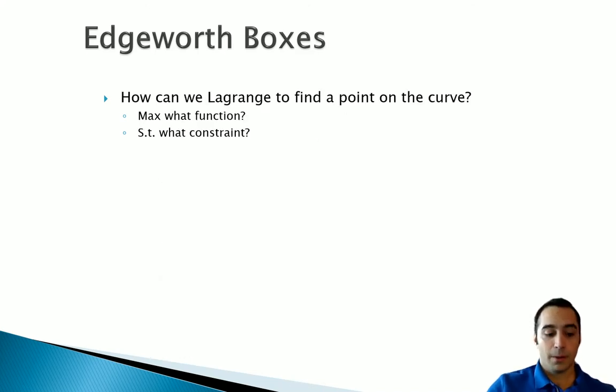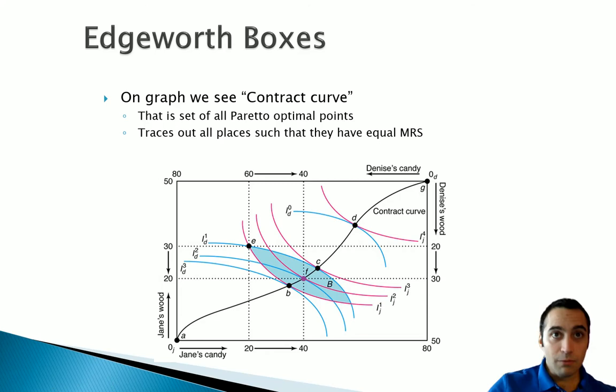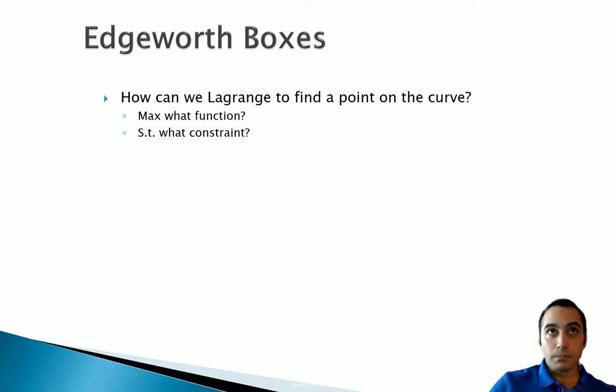So, the question is, if we want to find all of these points along curve A through G, what do we have to do? The question I would ask yourself is, what are we maximizing and what is our constraint? Give it a think. Come back.